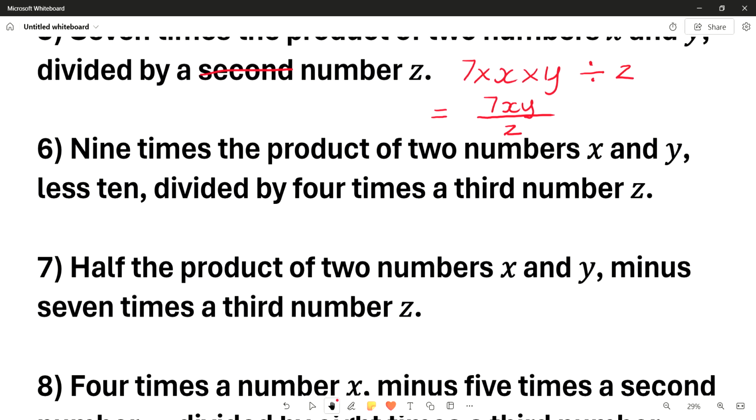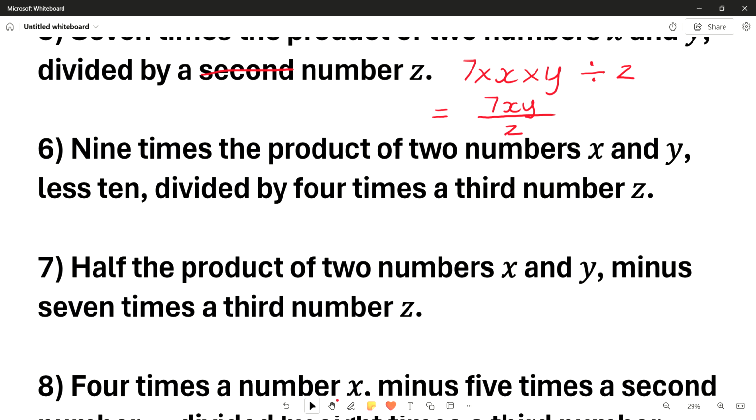Number 6, 9 times the product of two numbers x and y less 10 divided by 4 times a third number z. Well, 9 times the product of two numbers x and y literally means 9 times x times y, and then it says less 10. So less tells us to minus, so minus 10, and then all of that is divided by 4 times a third number z, so 4 times z.